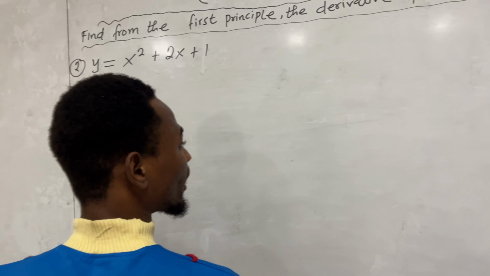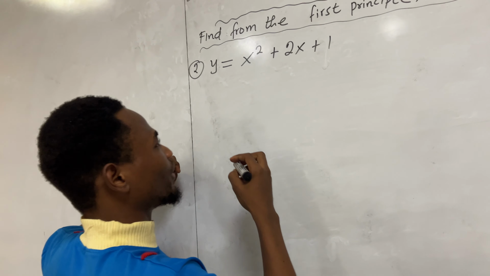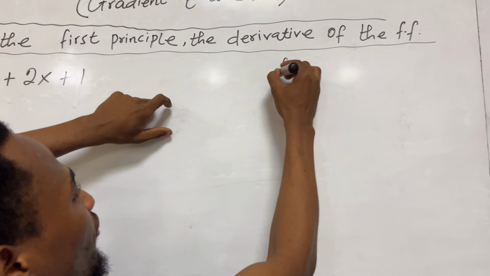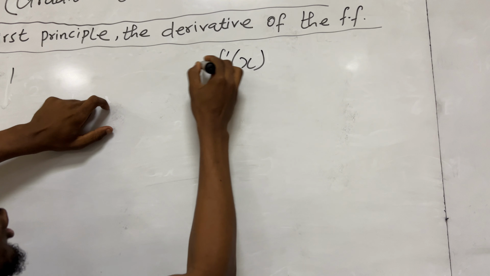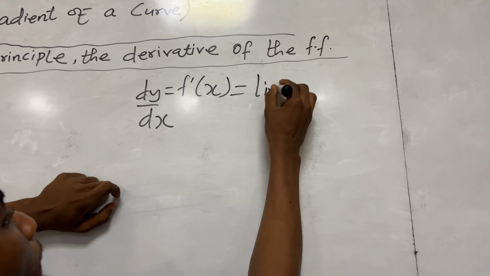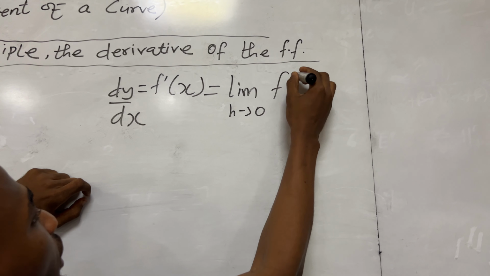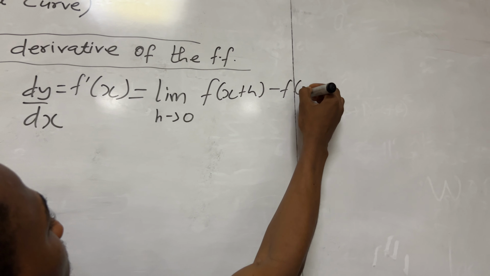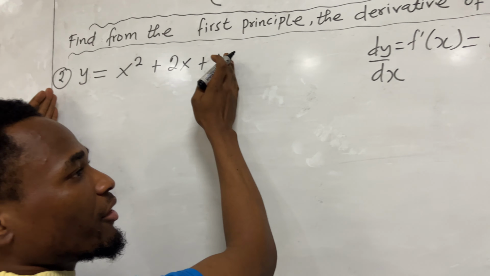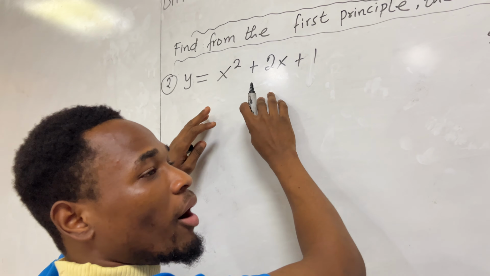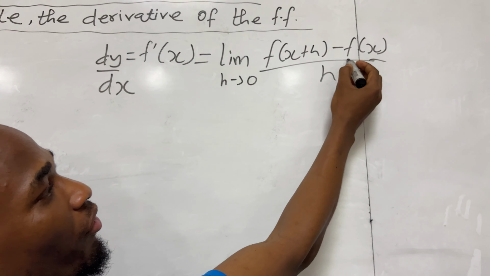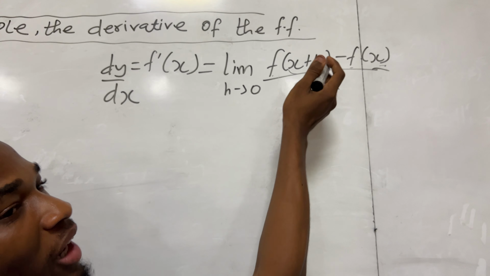Okay, we know that from differentiation from first principle, the formula is this. We have f prime of x equals the limit as h approaches 0 of this whole expression, right? So now, this is the question I'm being given. So I will have to look for my expression in terms of f of x and in terms of f of bracket x plus h.